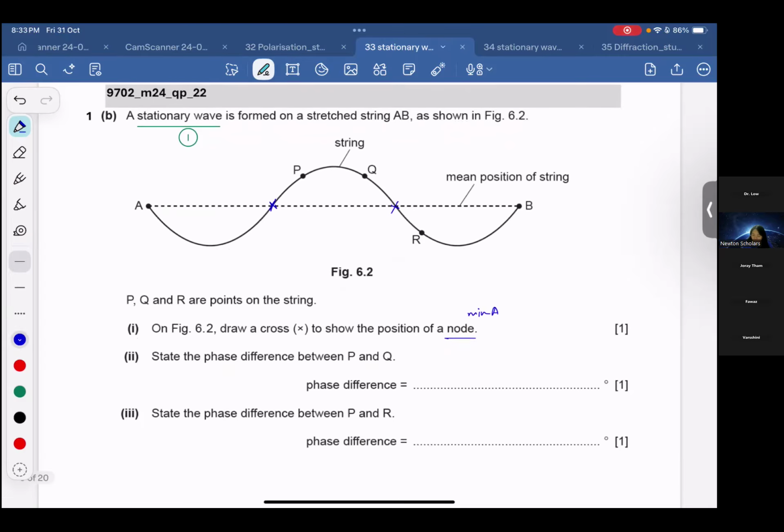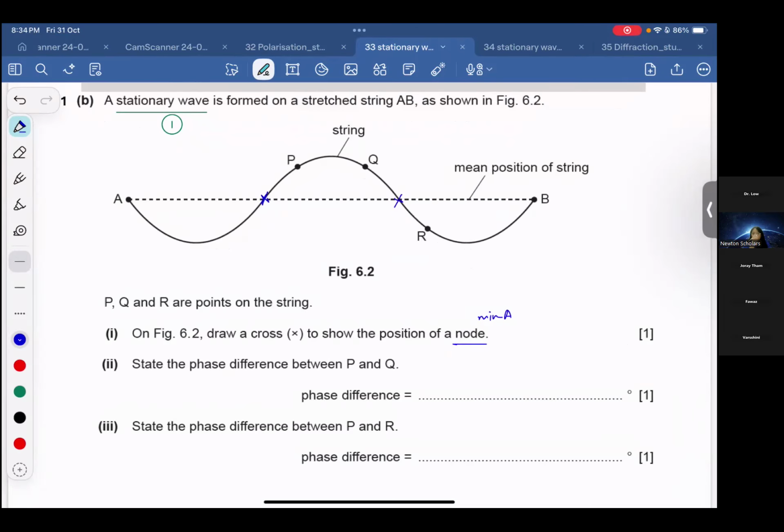Okay, state the phase difference between P and Q. Boys and girls, tell me what is the P and Q phase difference? Wesley, correct. Vashini, correct. Good job. Fatima, correct. The answer is 0, because they are in the same loop. As long as they are between node and node, they are moving in the same direction, so it's 0 degrees.